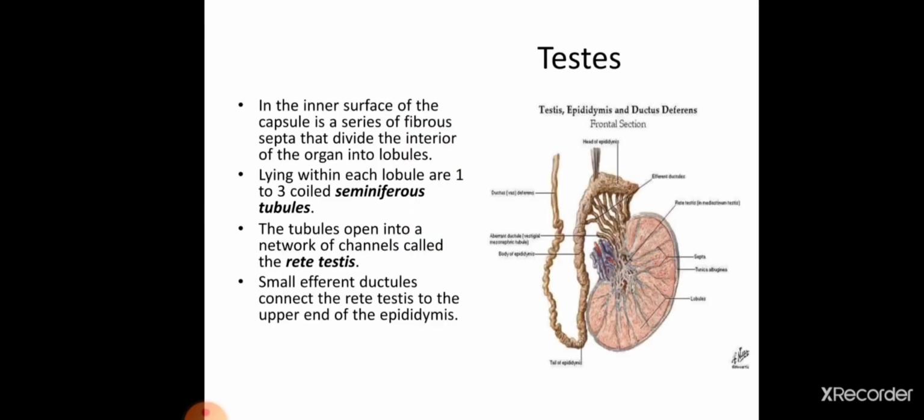Then in the testis, on the inner surface of the capsule is a series of fibrous septa that divide the interior of the organ into lobules. Lying within each lobule are 1, 2, 3 coiled seminiferous tubules. These tubules open into a network of channels known as rete testis. Small efferent ductules connect the rete testis to the upper end of the epididymis.